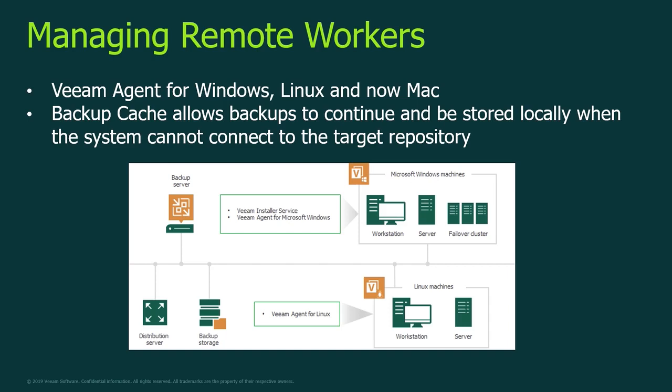In the event that those systems are offline or unable to connect to their target repository at their scheduled backup time, we can enable a function called backup caching. And this allows the backup to continue and be stored locally, temporarily, and then offloaded to the target repository when the system reestablishes contact.